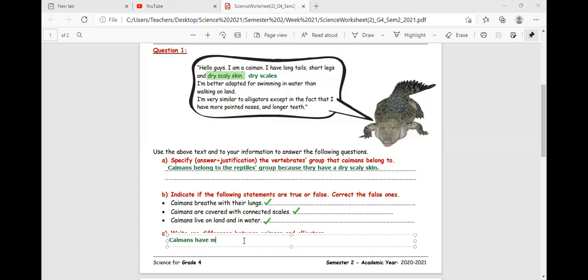Caimans have more pointed noses and longer teeth than the alligators. And also this is written in the text. Caimans and alligators are similar except in the fact that caimans have more pointed noses and longer teeth.